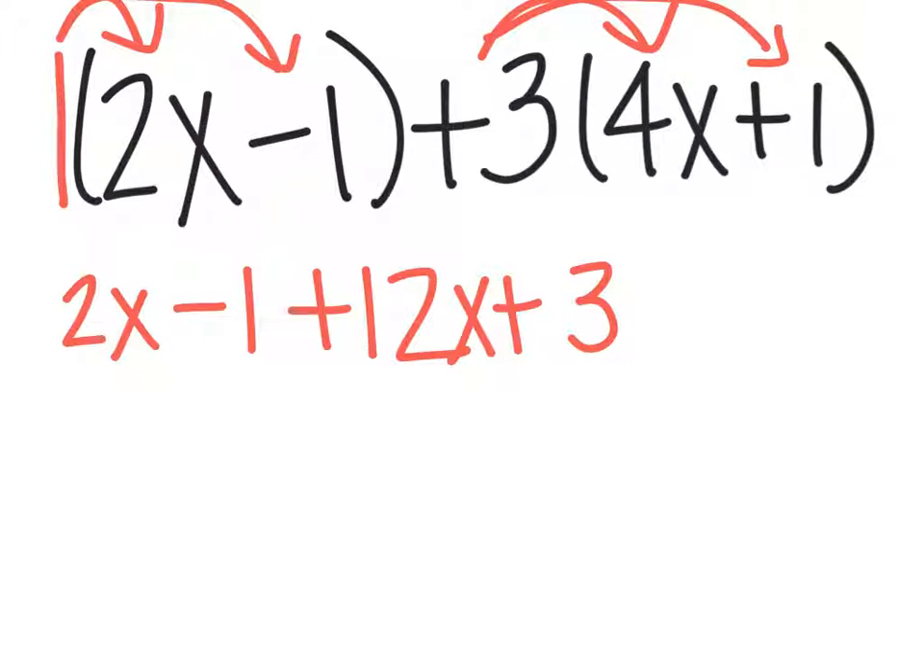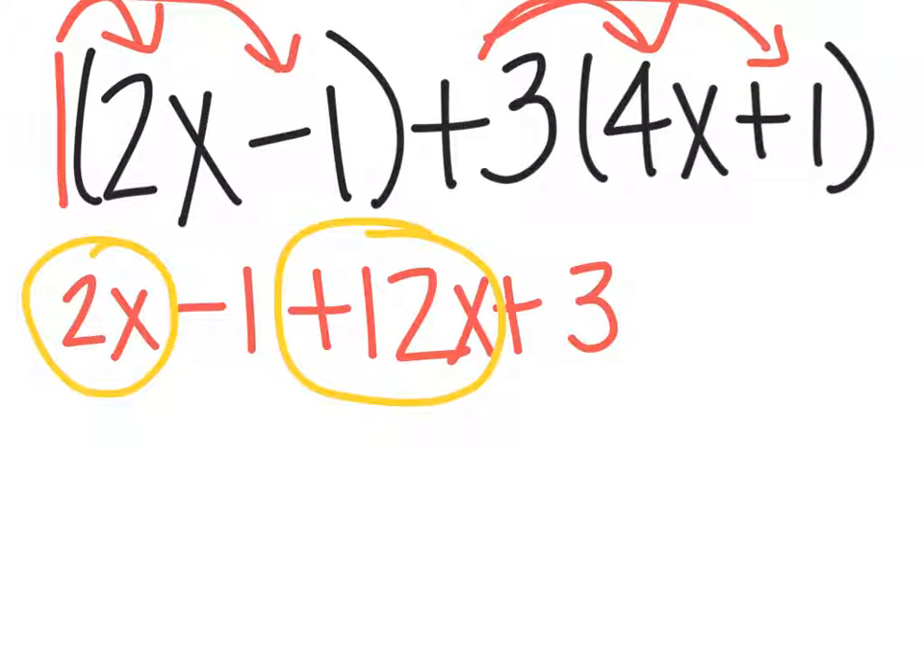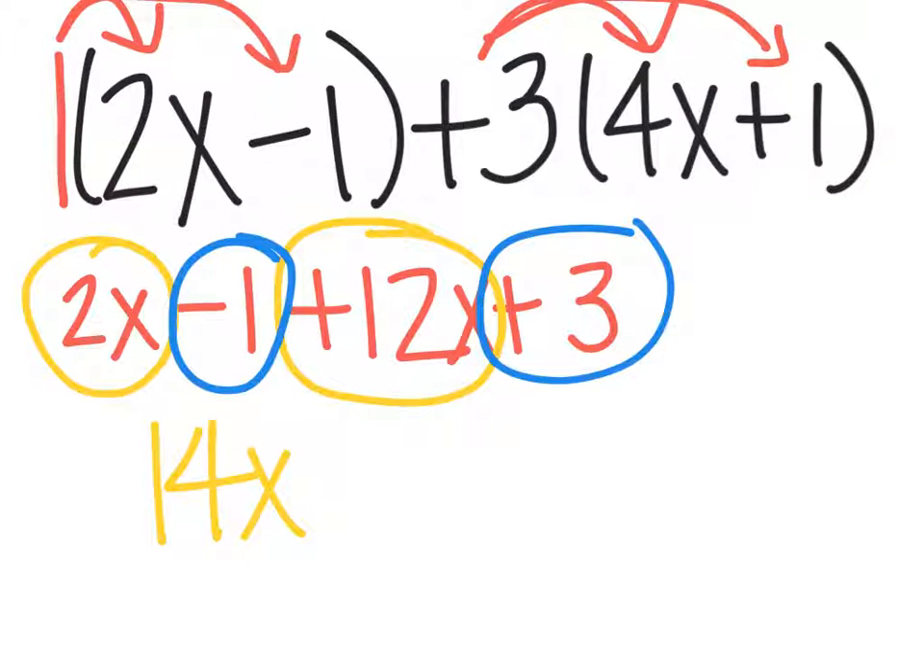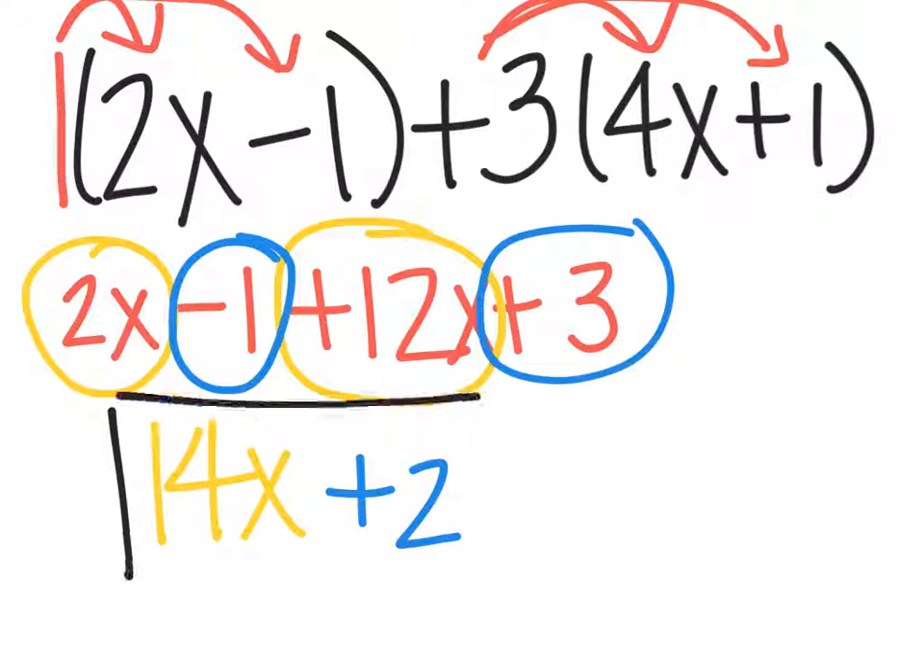So I'm looking to combine my like terms. Well, I have a 2x and a 12x. Those would be like terms. 2x plus 12x would be 14x. And I have a negative 1 and a plus 3, and negative 1 plus 3 is going to be a positive 2. So my final answer is 14x plus 2.